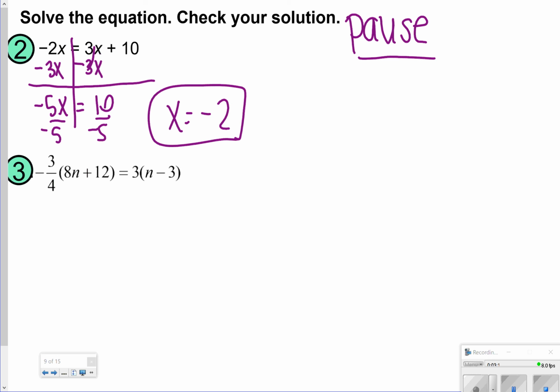Okay, with this one, number 3, negative 3/4 times 8n, that's going to give us negative 6n. And then negative 3/4 times 12, that was going to give us negative 9. Okay, on the right side over here, we're going to do 3 times n and 3 times negative 3. So that'll just be 3n minus 9. Now we can start moving our variables and constants to one side. I'm going to start here and move my 3n over to the 6n.